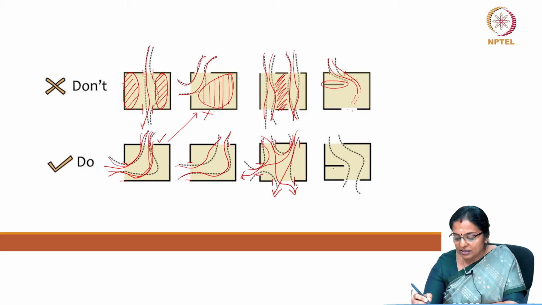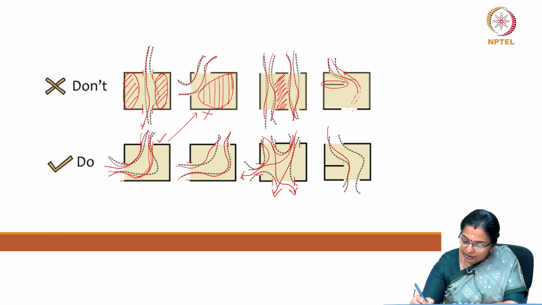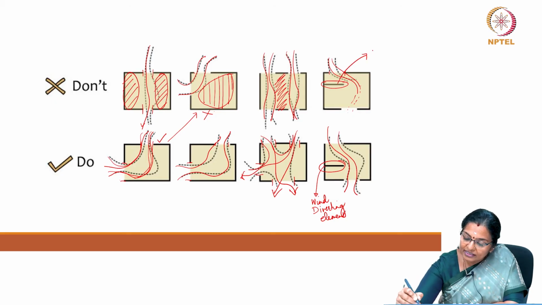and ventilate the entire room. If at all the partition or the blockage cannot be avoided, ensure that it is not placed closer to the inlet window. So, if it is not placed close to the inlet window, this element will be used more for diverting the breeze. So, this is more a wind diverting element rather than a wind blocking element.